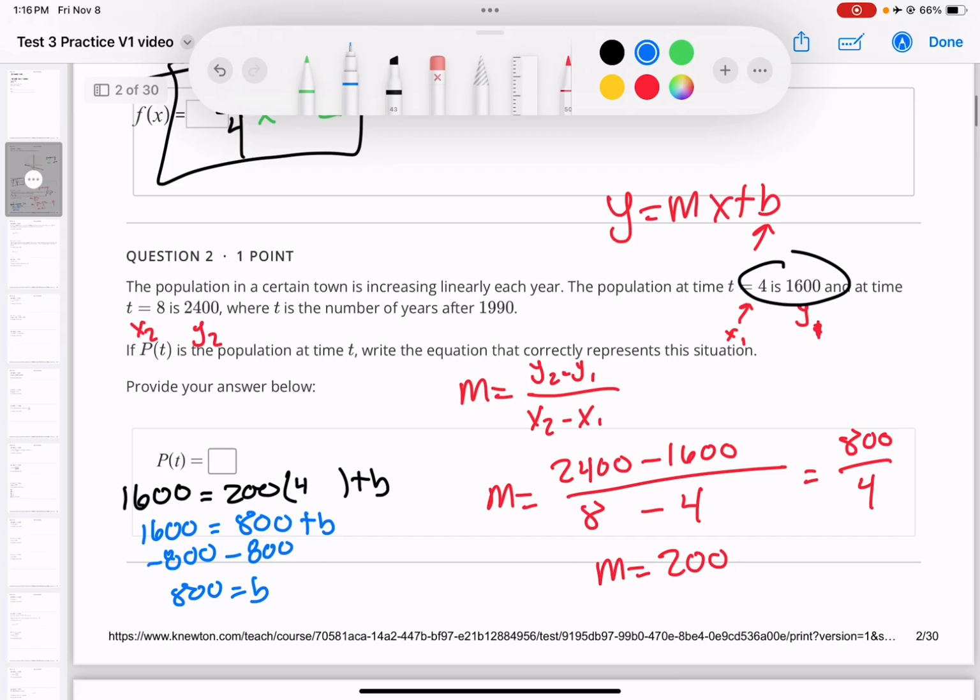So now we can write our full equation. And the other thing we need to deal with is that I was using x and y, but it is in the form of t, so let's use that as our variable. So I'm going to have p of t, which is already written. We don't need to write that one. And that's going to equal 200t plus 800. There we go. So that's number 2.